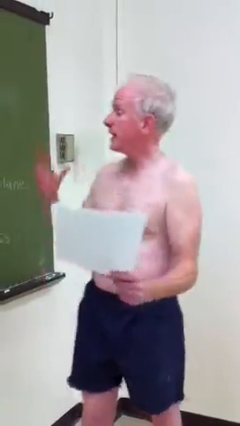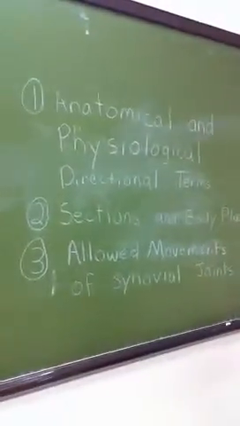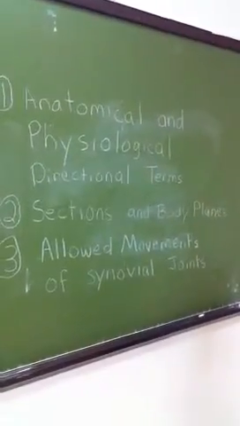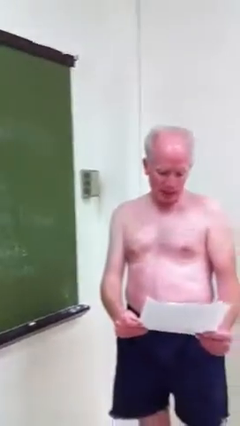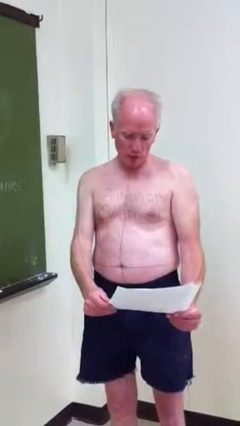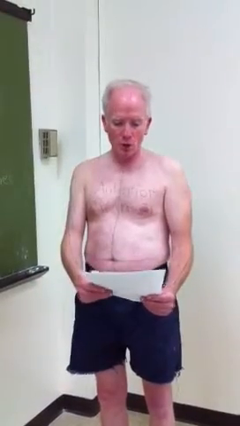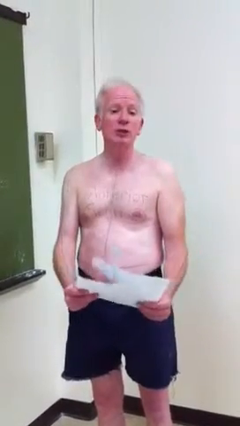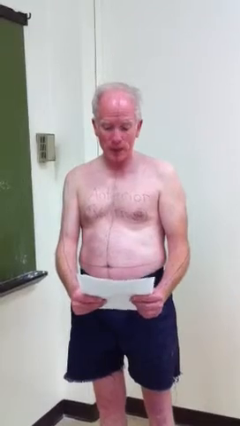Number two, sections and body planes. This section was written by my partner Getnet. The body is three-dimensional, so in order to observe its internal parts, it often helps to make use of a section or cut made along an imaginary surface or line called a plane. There are three planes of space or sections that lie at right angles to one another.